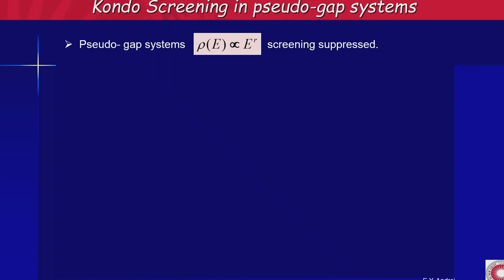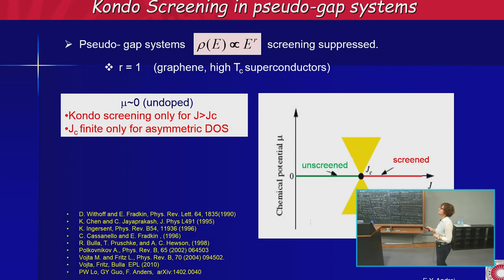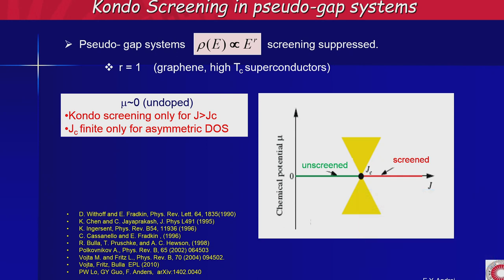And this is what they came up with. There were lots and lots of theoretical works that if you have a pseudo-gap system where the density of state is not flat, but it's a power law of the energy, things become kind of interesting. So if the power is 1, as in graphene and in high-Tc superconductors, it turns out that if you sit at charge neutrality here, Kondo screening can happen, but only above a critical coupling. In normal metal, Kondo screening could happen at any coupling. If you have a pseudo-gap system, there is a critical coupling above which you have screening, below which the system is unscreened. So if you move across here, this is a quantum phase transition, if you change your coupling constant.